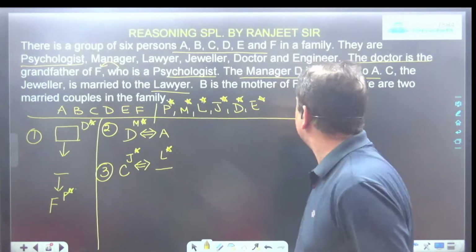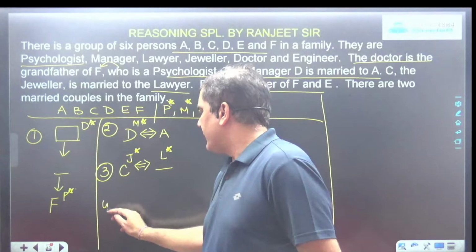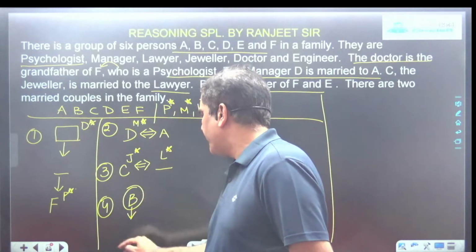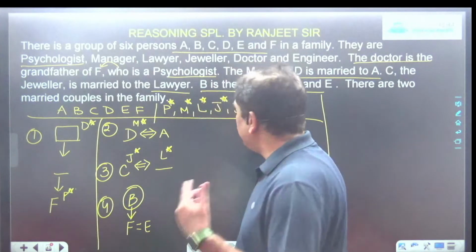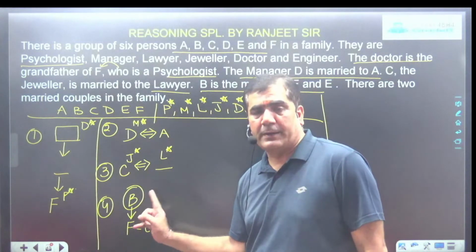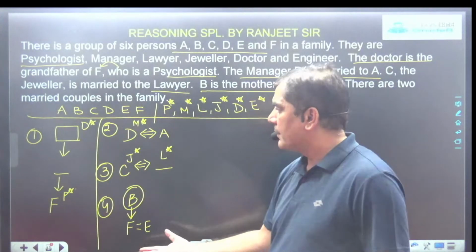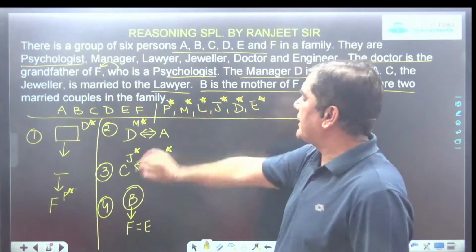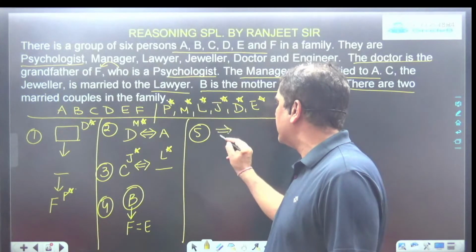Fourth one. B is the mother of F and E. They have given B is the mother, mother means female, of F and E. So here easily I can say, since B is the mother of F and E, B must form one married couple. Next one. There are 2 married couples in the family. Fifth one they have given, there must be 2 married couples.